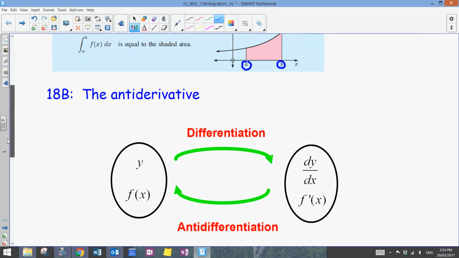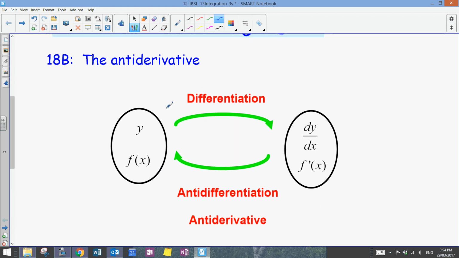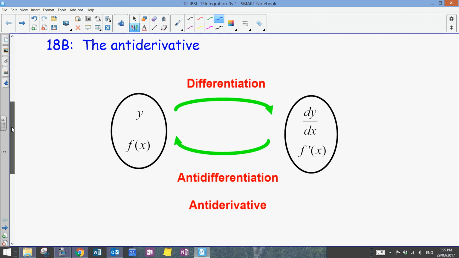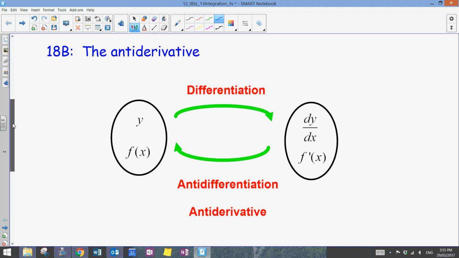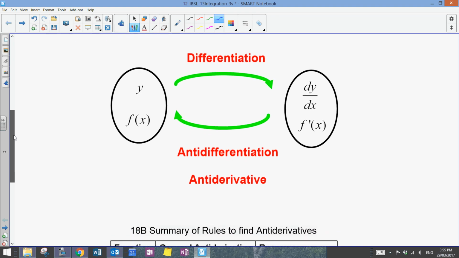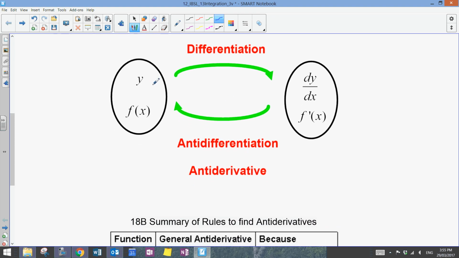In 18B, we noticed how if we have a definite space, especially we started with shapes that we knew. So if we took straight lines, constant functions, diagonal lines, so linear functions, and we tried to find the area under the curve, we realized that we have an antiderivative expression to use to find the area. So 18B was all about the antiderivative and noticing how if we derive a function, we get the derivative. If we antiderive the function or take the antiderivative, we get back to our original function.